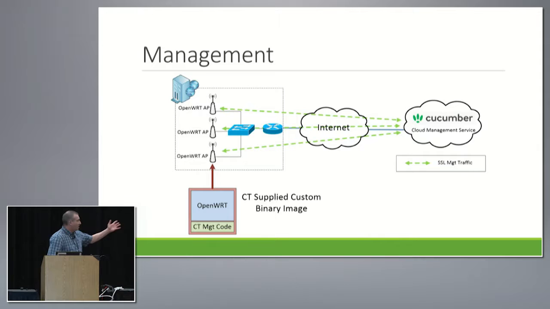So very briefly, this is what it looks like pictorially. You've just got some OpenWRT APs which have been flashed with a binary supplied by CT, which is OpenWRT with their own proprietary code embedded into a single image, and it finds its way back over the internet to the Cucumber cloud management service.